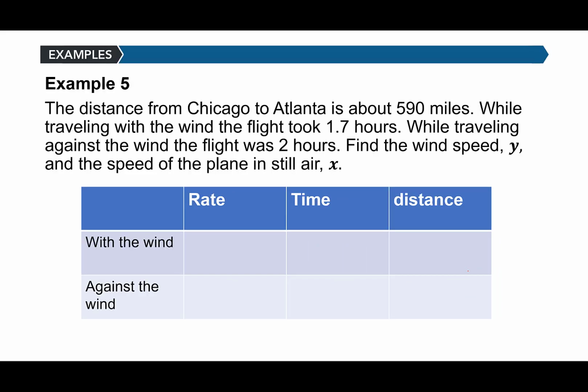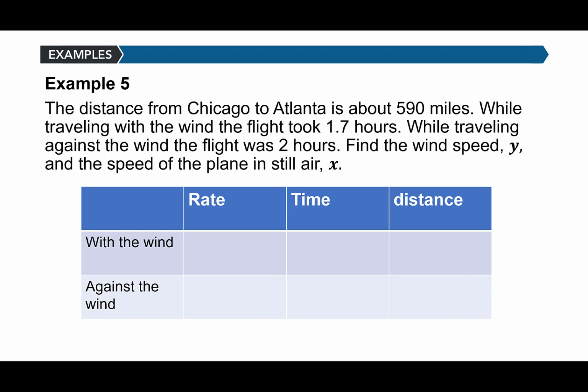So here's an example. The distance from Chicago to Atlanta is about 590 miles. While traveling with the wind, the flight took 1.7 hours. While traveling against the wind, the flight took 2 hours. Find the wind speed y and the speed of the plane in still air. So we know some information, and we're going to organize it in a chart. We have rate times time equals distance.